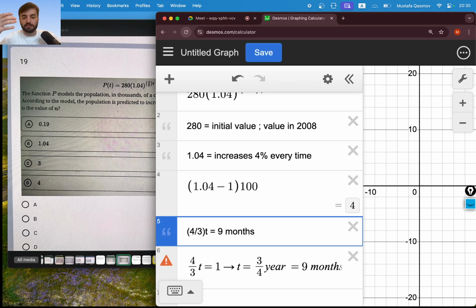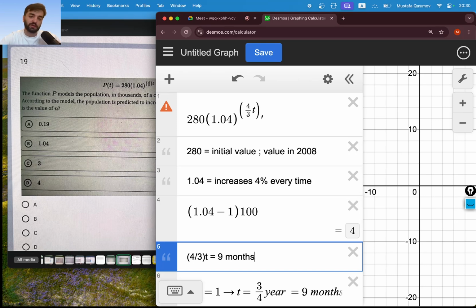So shortly, this function represents a situation like this. The population started from 280 in 2008. It increased by 4% every 9 months. Did you understand now? Yes.